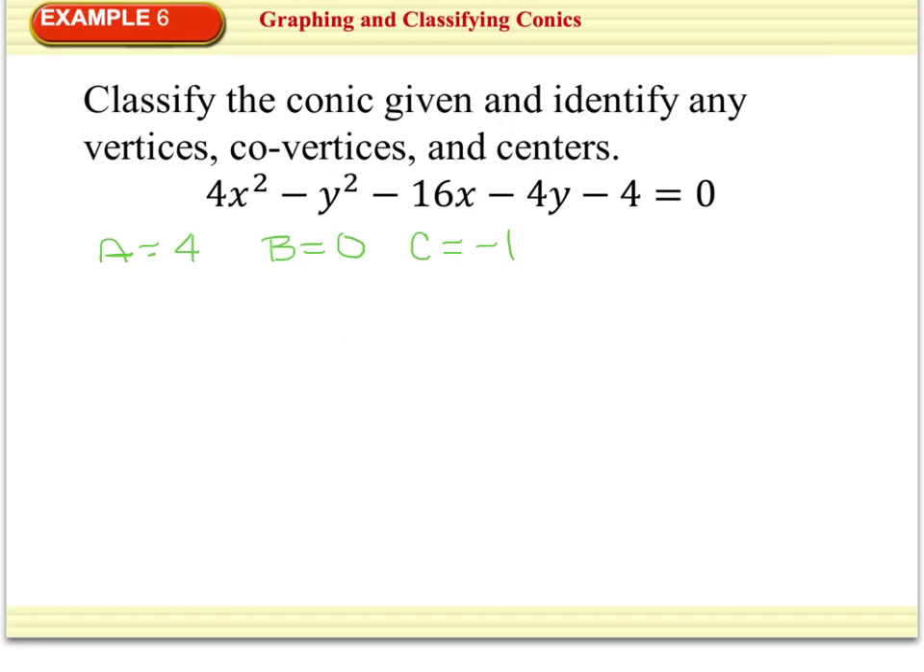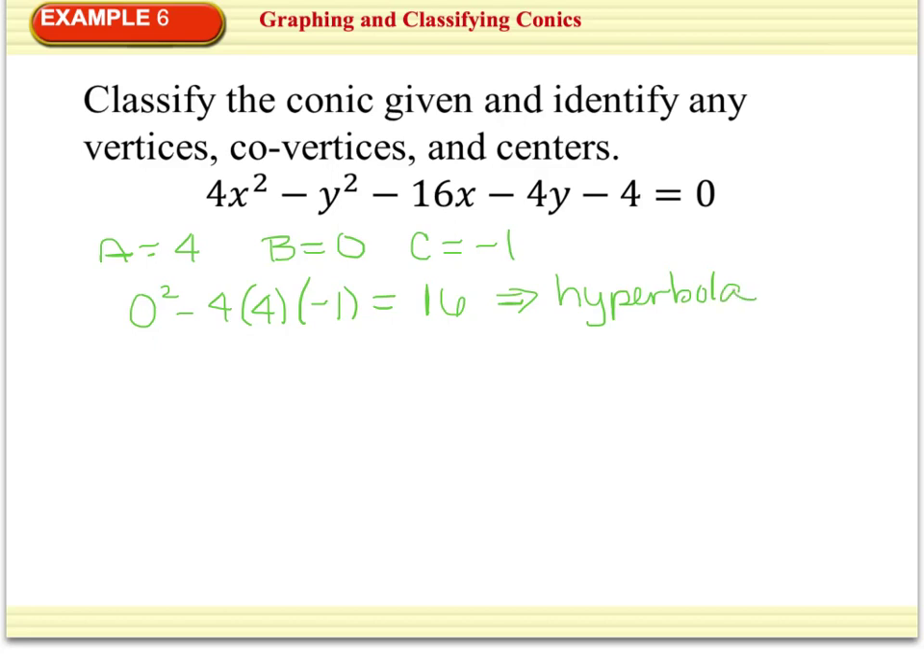So when I do the discriminant, I end up with 0 squared minus 4 times A, which is 4, times C, which is negative 1. 4 times a negative 1 gives me a negative 16. So I'm going 0 minus a negative 16 gives me a positive 16. And because my discriminant equals a positive 16, and this is greater than 0, this tells me that I have a hyperbola.